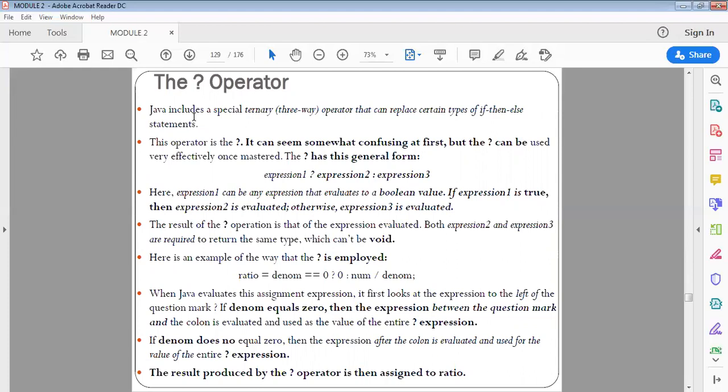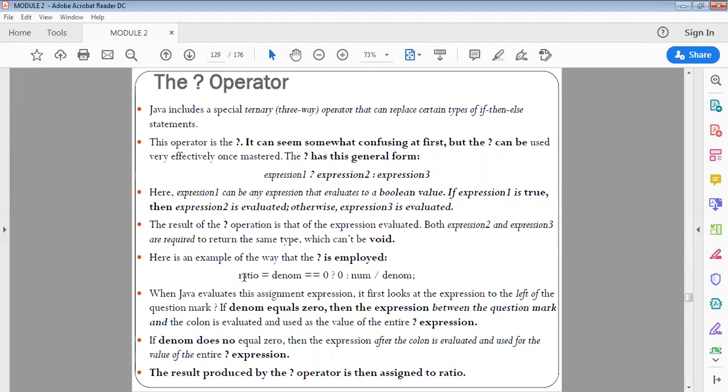So here expression 1 can be any expression which evaluates to a Boolean value. If expression 1 is evaluated to true, then expression 2 will be displayed. If expression 1 is evaluated to false, then expression 3 is evaluated. So keep in your mind the following example.